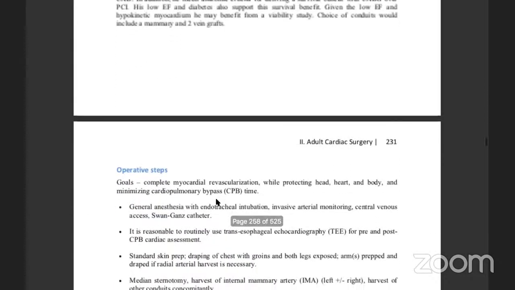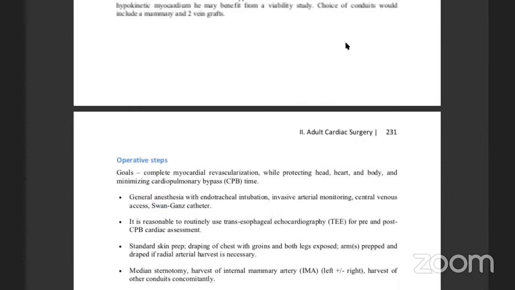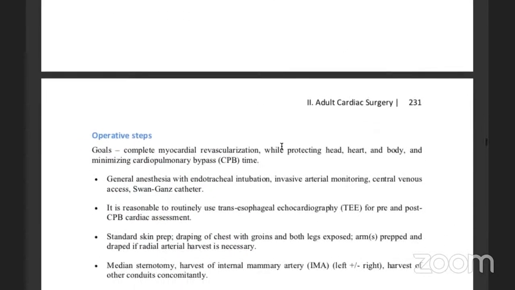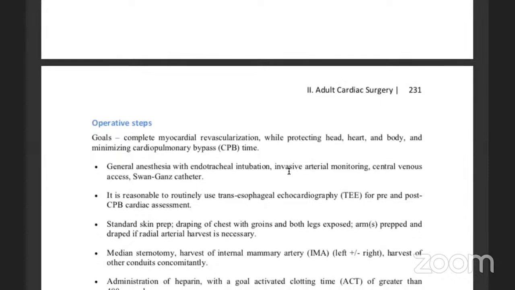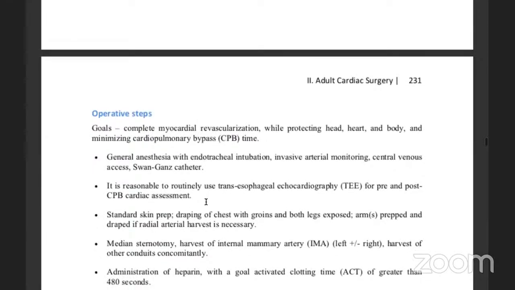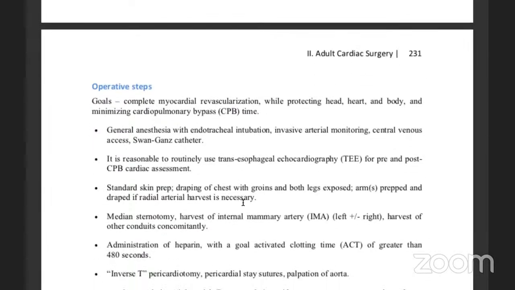Okay. So for the operative steps, we mentioned general anesthesia with endotracheal tube, invasive arterial and central venous access, Swan catheter. Just now mentioned that it's not routinely used. It's reasonable to routinely use transesophageal echo for pre and post cardiac assessment.